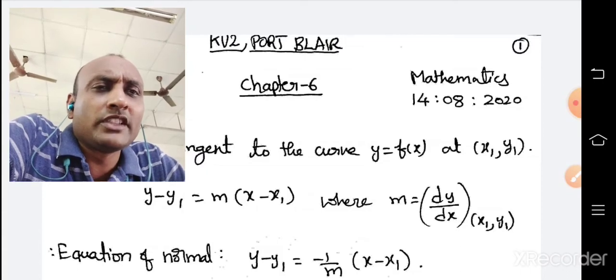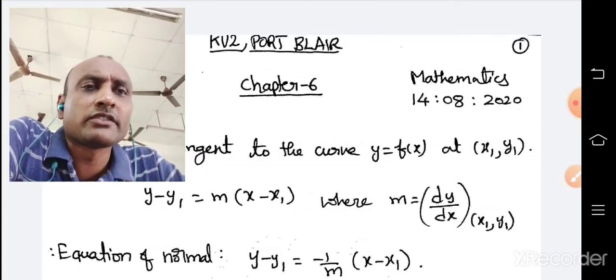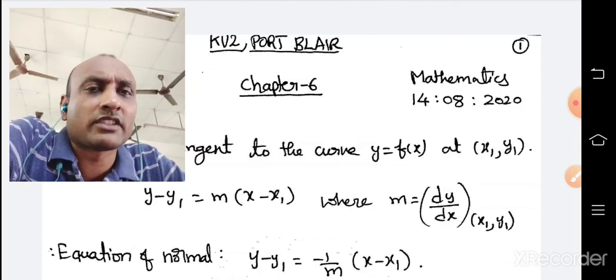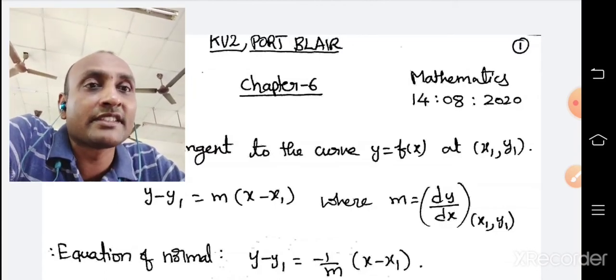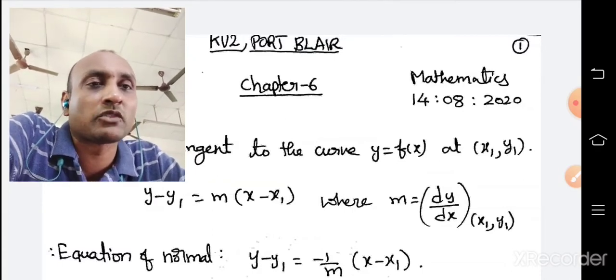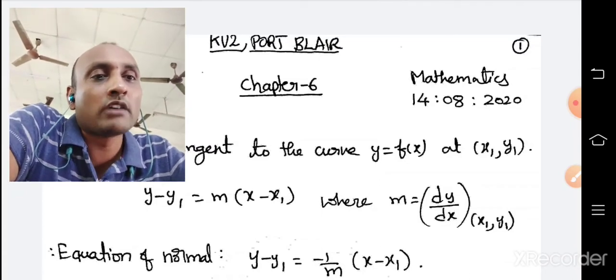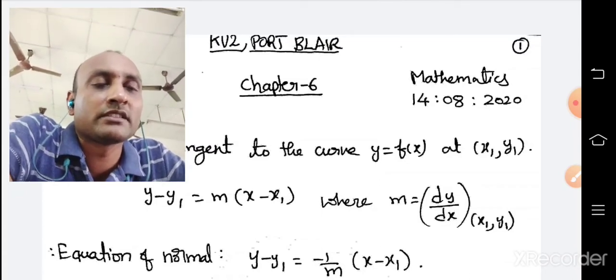Now in the previous video, that is part 1 of applications of derivatives, chapter 6 of class 12th mathematics, related to tangents and normals introduction, I clearly explained what the equation of a tangent is, what the slopes of tangents and normals are, and how to find them. A couple of questions were also done.